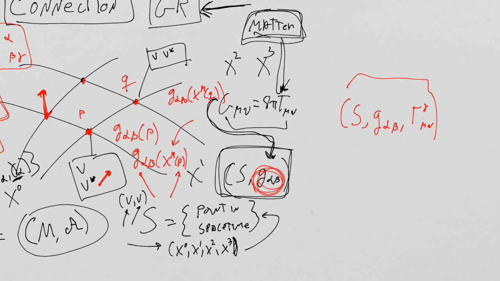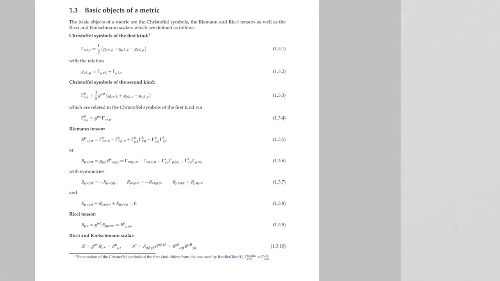So we're now going to start working in the direction of going back to this catalog of space-times, which is sort of our reference book here. And we're looking here at the basic objects of a metric, section 1.3 of the catalog of spacetimes. The first thing in this list, 1.3.1, is this object here, which is called the Christoffel symbol of the first kind, and 1.3.3 is the Christoffel symbol of the second kind.